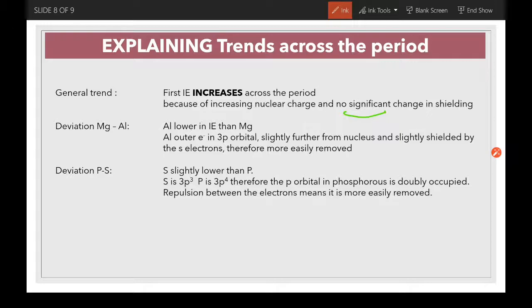Then our deviation between phosphorus and sulfur, and this is when we're doubly occupying our p orbitals. Okay, and don't be afraid of drawing your little boxes out to explain it. It helps get that message across. And it's all about the repulsion that you're going to get in there. So over here you're talking about distance and shielding, and then for phosphorus and sulfur you're going to want to talk about the repulsion.